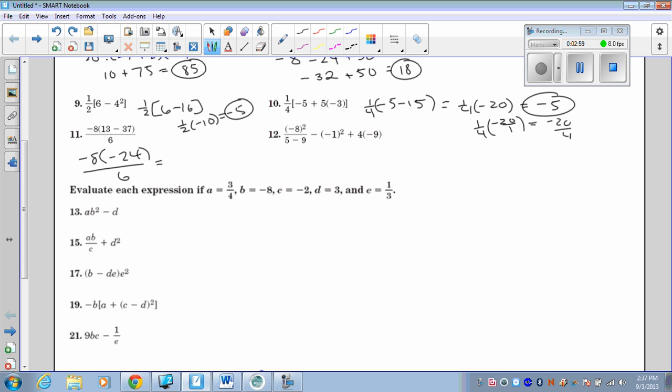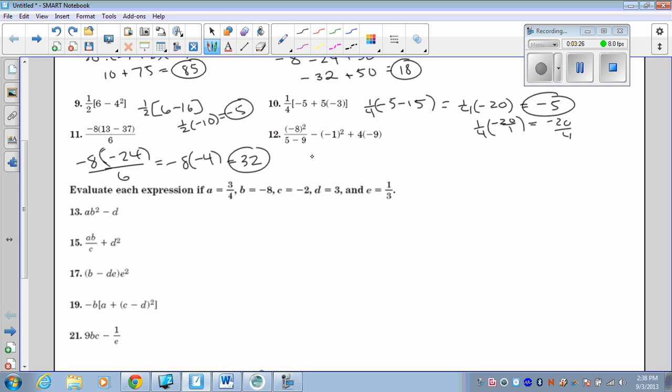Easiest thing to do here before you multiply, you could multiply and then divide by 6. I think it's a little easier if we go ahead and pretend that this 8 isn't here. Let's do negative 24 over 6. That gives you negative 4. And then you can multiply to get 32. You would get the same thing if you multiplied first and then divided by 6. Numbers stay a little smaller this way.